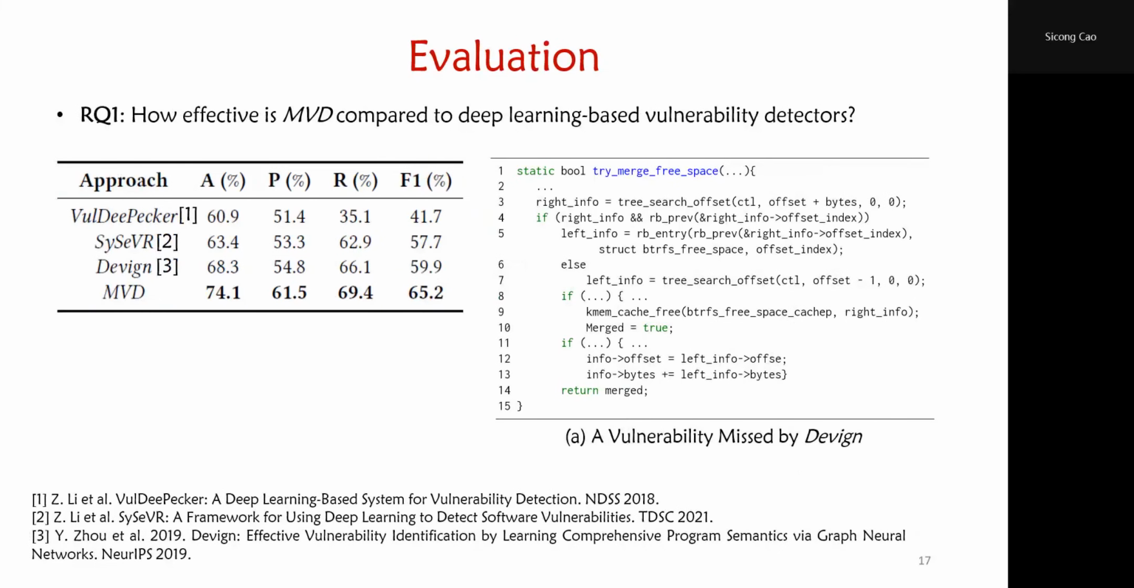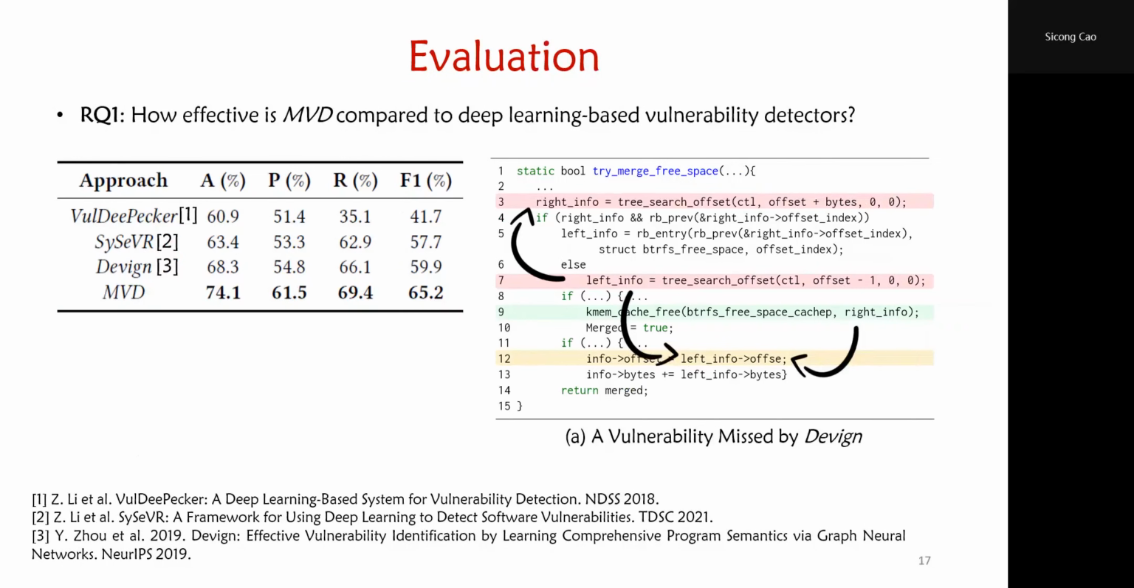For example, this is a real-world vulnerability in the Linux kernel missed by the baseline. It may lead to an arbitrary address free or double-free vulnerability by attackers, because in certain situations, the pointer left info at line 7 can be the same as right info at line 3. However, after right info has been freed at line 9, left info, which is the same as right info, will be used at line 12 to line 13 again.